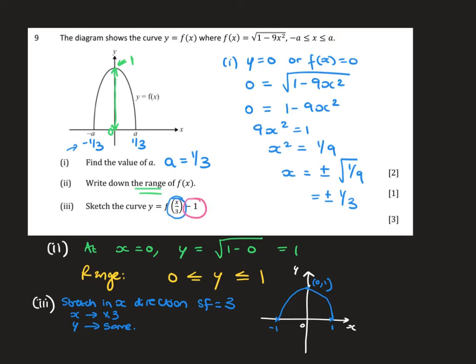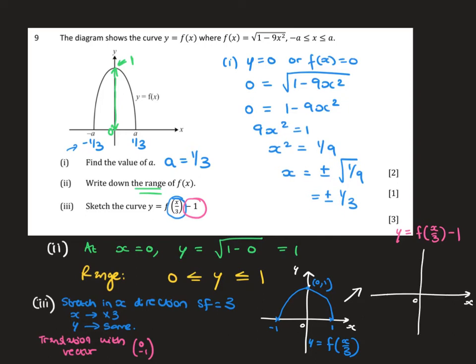Now, the next part of this over here is a minus 1, which means that's a translation with a vector 0, -1. We're moving down by 1. So this blue graph I sketched is y equals f of x over 3. And what I'm now going to do in a very small amount of space that I have left over is to sketch the function y equals f of x over 3 minus 1. So I'm going to take my blue sketched graph and I'm going to translate it by 1 unit downwards.